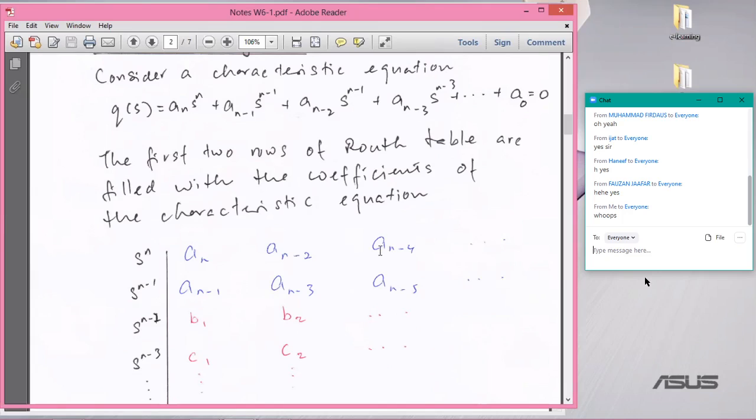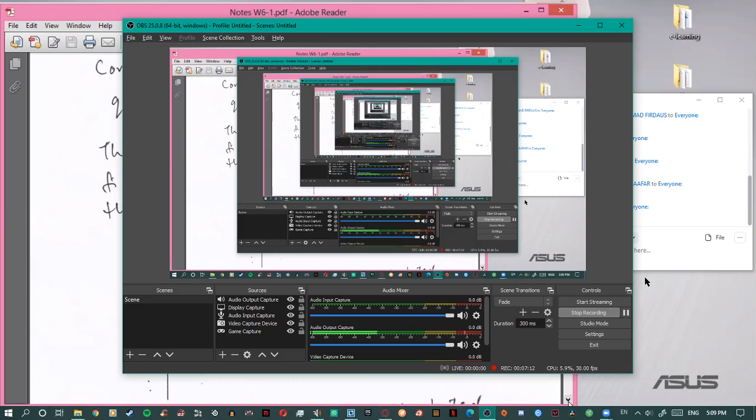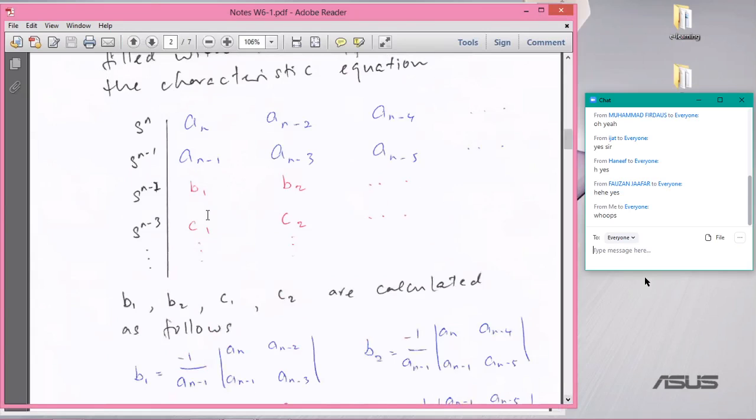and then you fill up the rest of the elements in the table. So you want to compute B1, B2, B3, B4, C1, C2, C3, and C4, and so on until you get to s to the power of 0. So what are the elements B1, B2, C1, and C2?